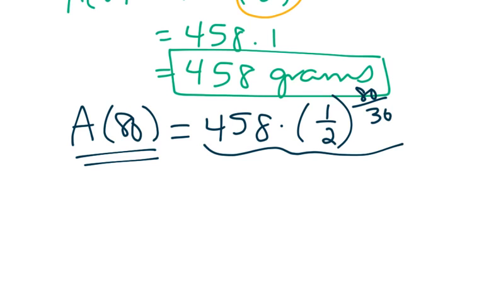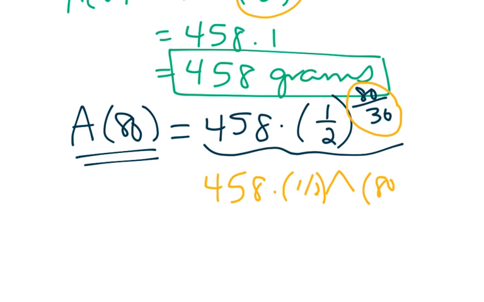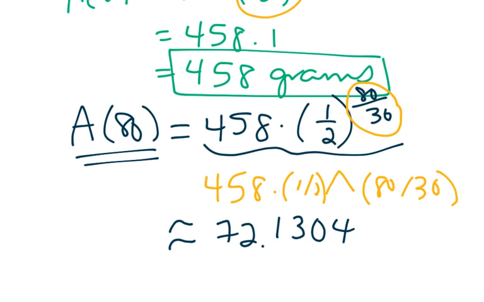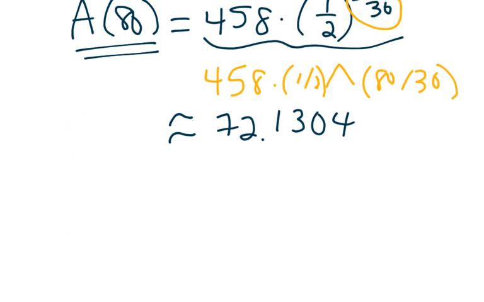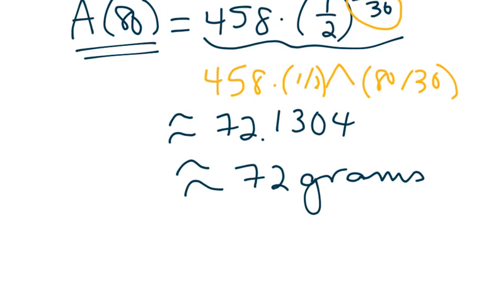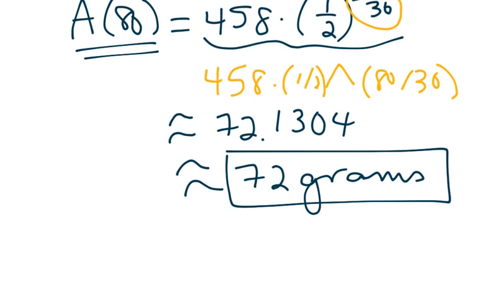But on this side, we can plug into the calculator. Depending on the calculator that you have, make sure that this exponent here may need to be in parentheses, especially if the calculator has the arrow function there, so you may have to type in something like this. So be careful with that. When you plug it in, I got approximately 72.1304. But if we look back at the directions, it says round your answers to the nearest gram. So if I'm rounding to the nearest gram, it is going to be 72 grams. So in 80 years, even though I started with 458 grams of this substance, I now only have 72.